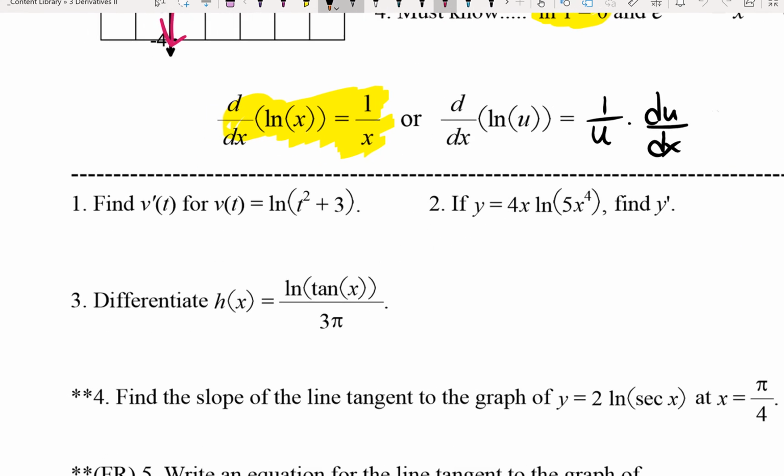So here's the natural log of t squared plus 3. I'm going to apply this rule over here. V prime will be 1 over the inside times the derivative of the inside. In simplest form, 2t over t squared plus 3.